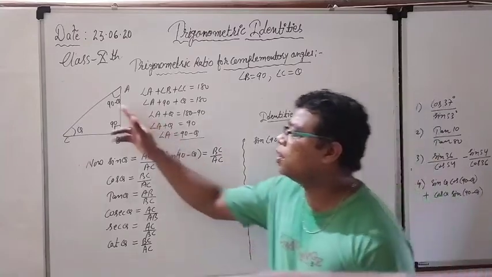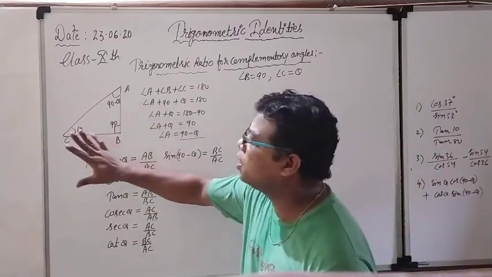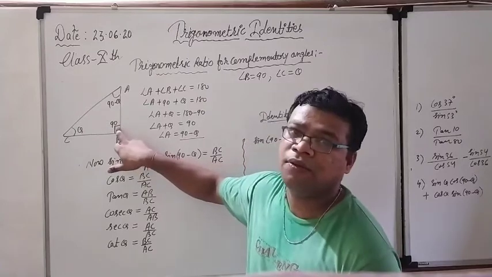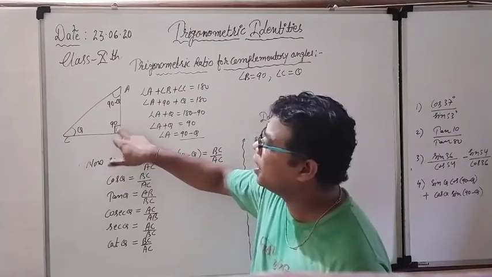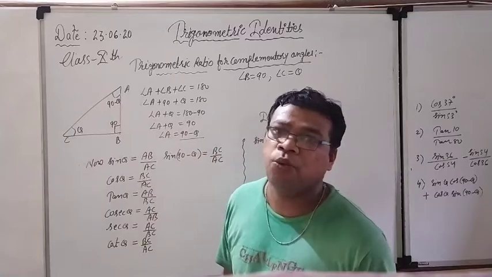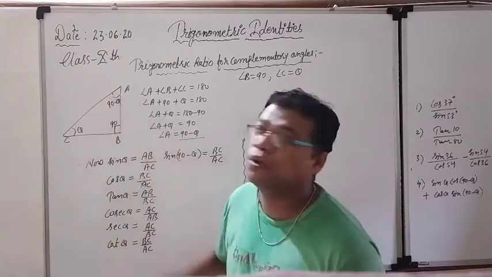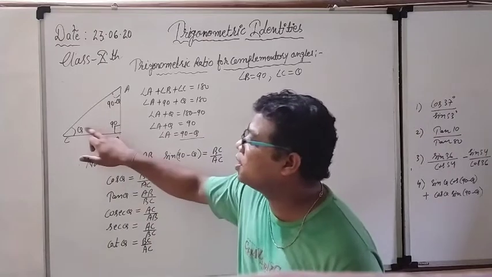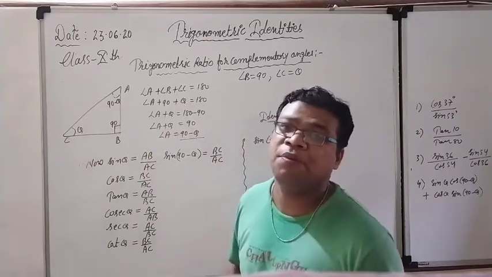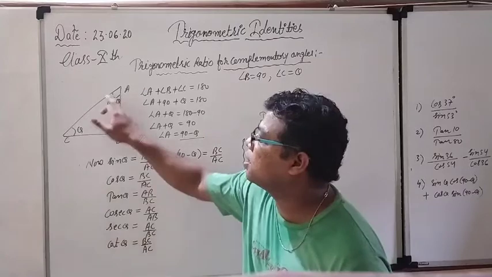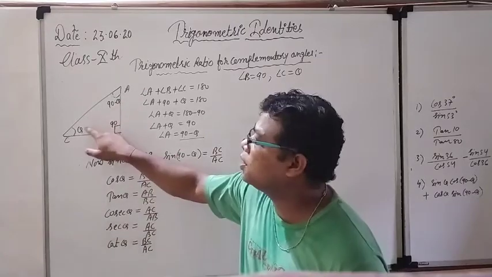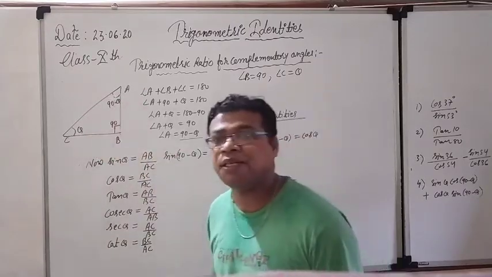Now see, if one angle is 90, the other two angles are acute angles, and their sum should be equal to 90 degrees. So if one is theta, the other will definitely be 90 minus theta, because their total sum is 90 degrees.